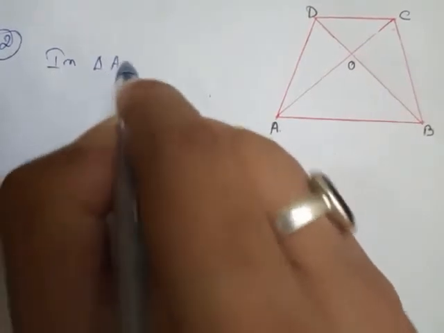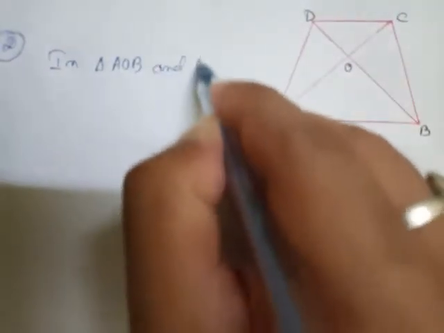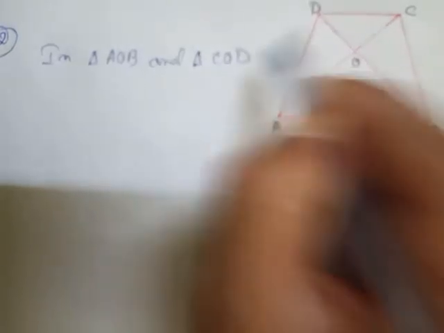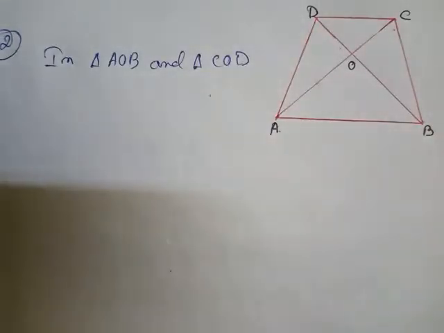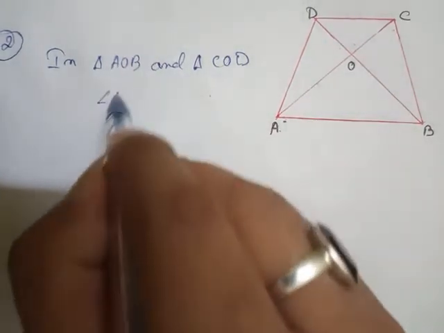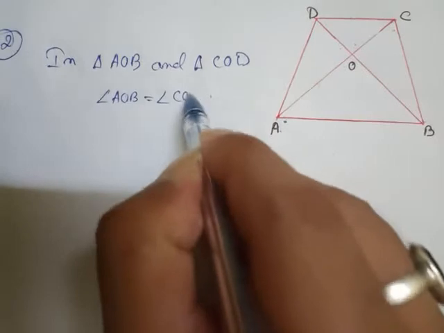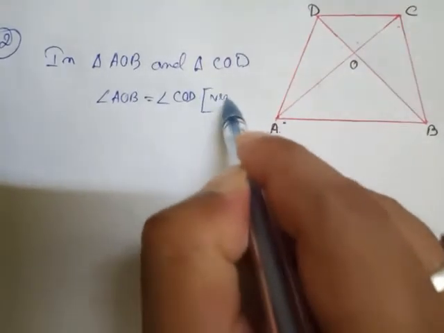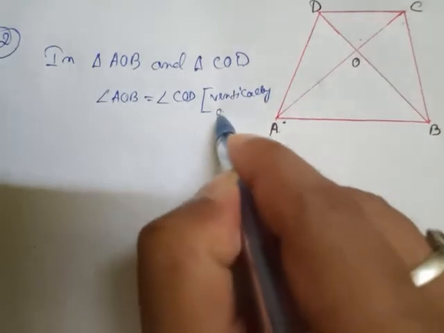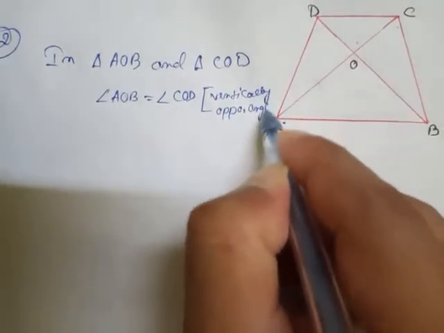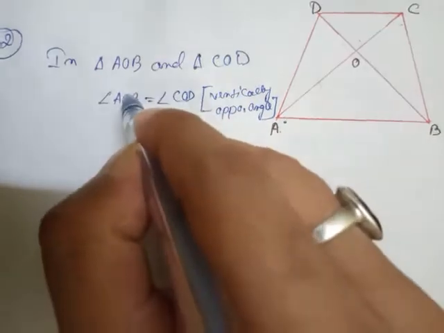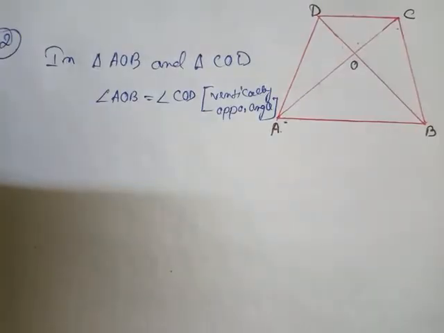In triangle AOB and triangle COD, these two angles are vertically opposite angles. I repeat again, angle AOB and angle COD are vertically opposite angles. So I am writing here, angle AOB equal to angle COD, reason: vertically opposite angles.